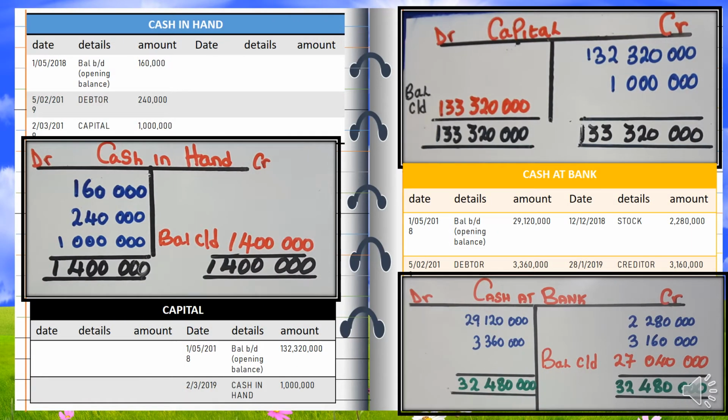How do we go about balancing the accounts, and then how can we employ those particular balances to develop our balance sheet? I'm just going to have several accounts here, and from those accounts we shall be able to observe how the transactions were recorded.